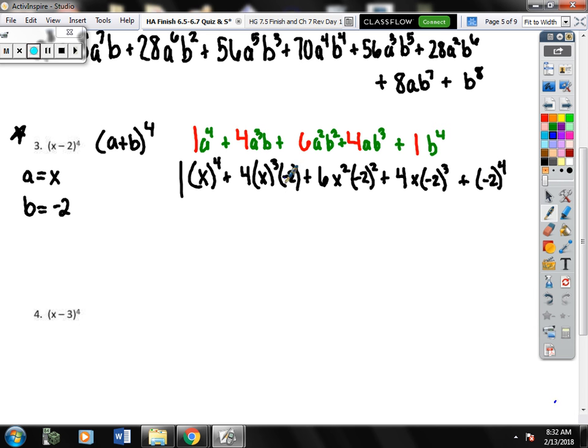So this is really just -2. This one is going to get me a +4. This one is going to get me, is it going to be +8 or -8? Here, -8. And the last one will get me a +16. -2 times -2 times -2. All right, now we simplify.